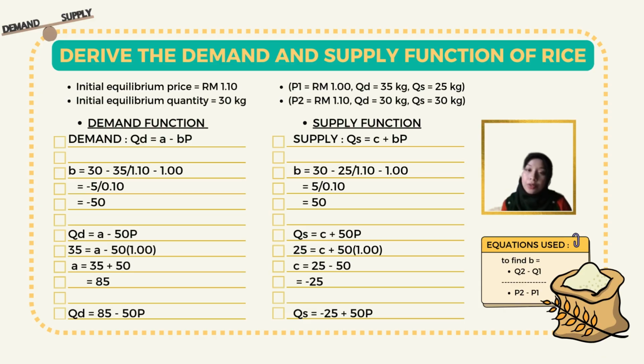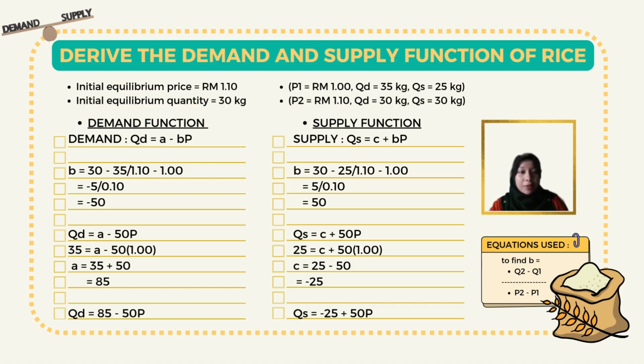Using the equation QD equals A minus BP, just replace the numbers in the function. So QD equals A minus 50P, QD being 35 equals A minus 50 times 1 ringgit. So we'll have A equals 35 plus 50, A equals 85. And then we'll have the demand function QD equals 85 minus 50P.